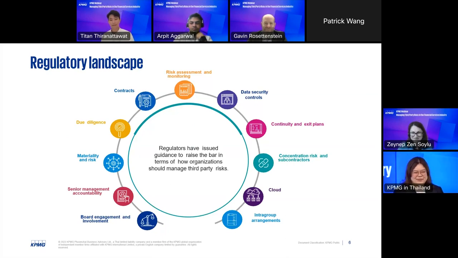Okay, thank you. So before I go to my topic, I would like to ask what is the first key takeaway from the previous page. It is the increasing regulatory expectation. So my topic is about the regulatory landscape.